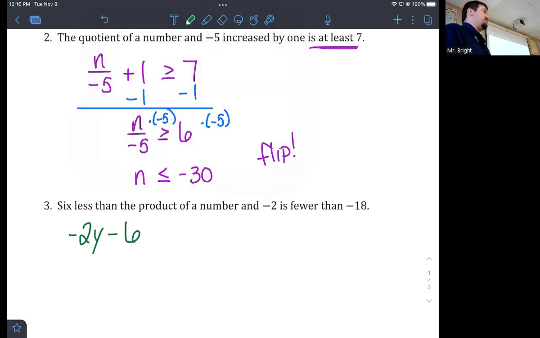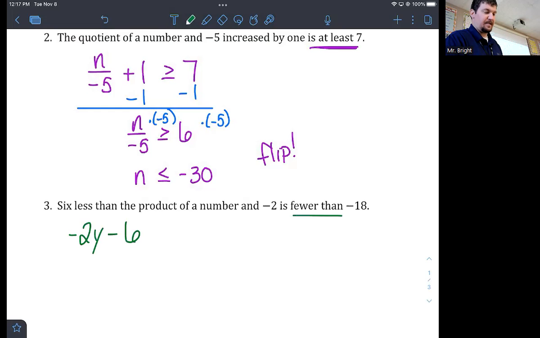-2 and y are being multiplied together because it says product. So we can write -2y. And then it says 6 less than that product. So we are subtracting 6 from that. It's not 6 minus 2y. It's -2y minus 6. 6 is being taken away from that product. So I write it just like that.